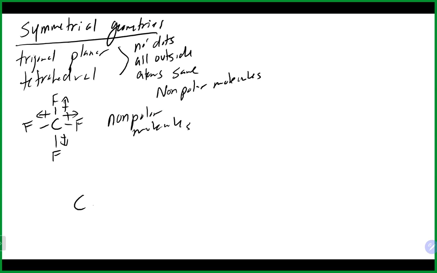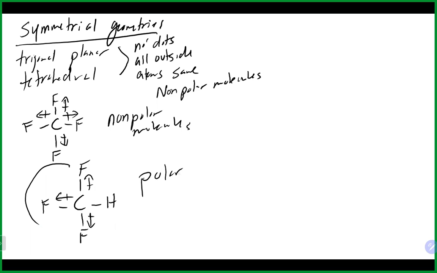Now, if I took one of those fluorines and swapped it out for a hydrogen in this case, we still have polar bonds heading in this direction. The carbon-hydrogen bond is actually nonpolar. Now what we have is all these guys pulling and the hydrogen not doing much. So you could imagine it would move, and it will now become a polar molecule. So if you have no dots on your central atom and all the outside atoms are the same, pretty safe bet to write it's a nonpolar molecule.